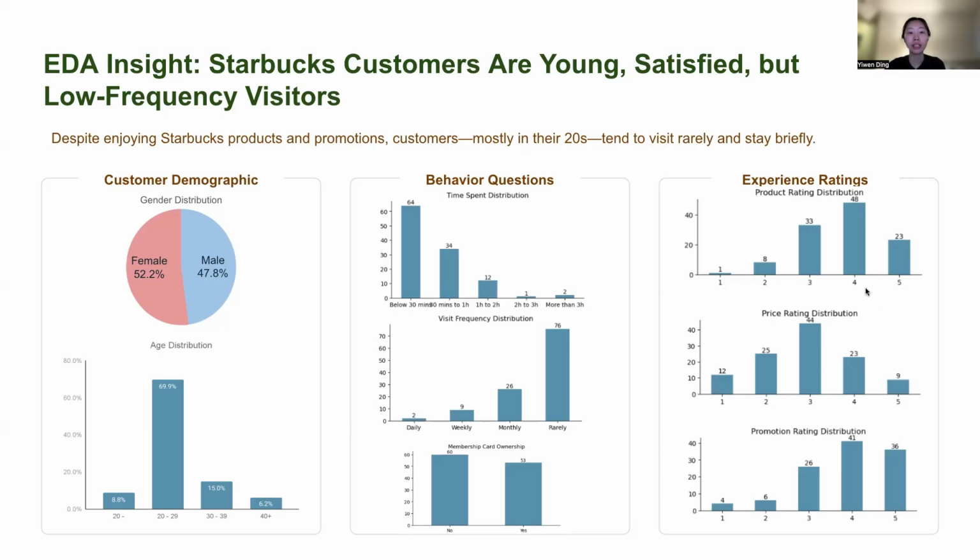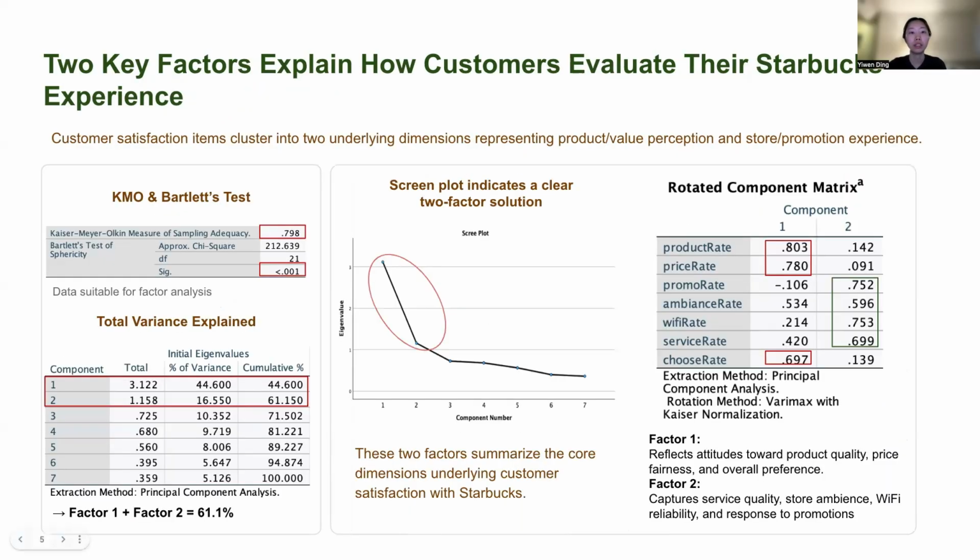Finally, looking at experience ratings, satisfaction is generally positive. Product ratings and promotion ratings are especially strong, with most responses falling into the 4 to 5 range. Price ratings, however, are more mixed, indicating that customers may be somewhat sensitive to Starbucks prices. Next, we conducted factor analysis to uncover the underlying dimensions behind customer satisfaction ratings.